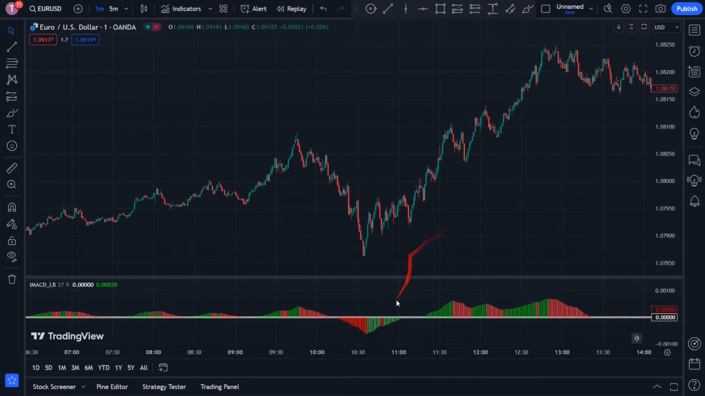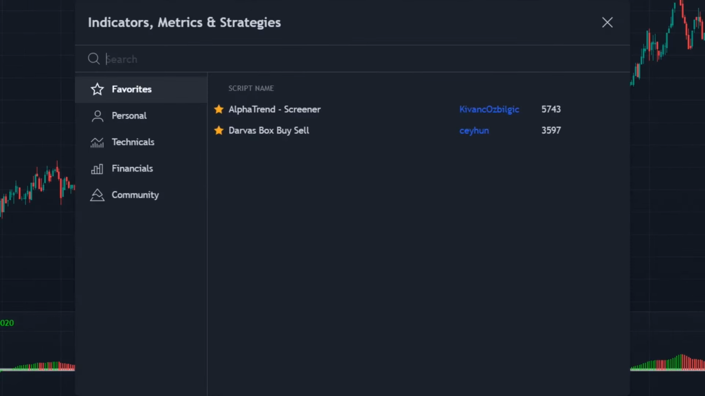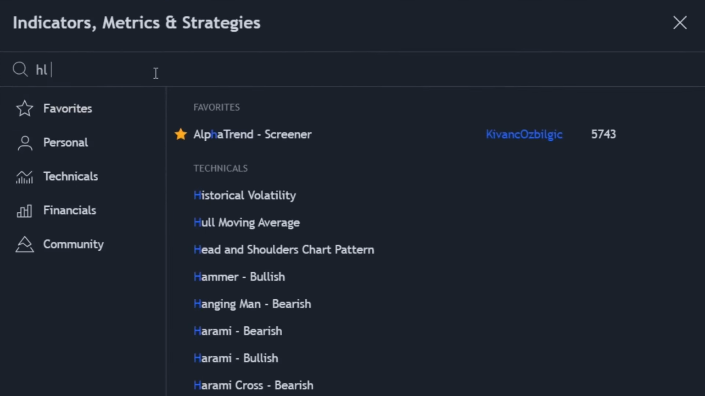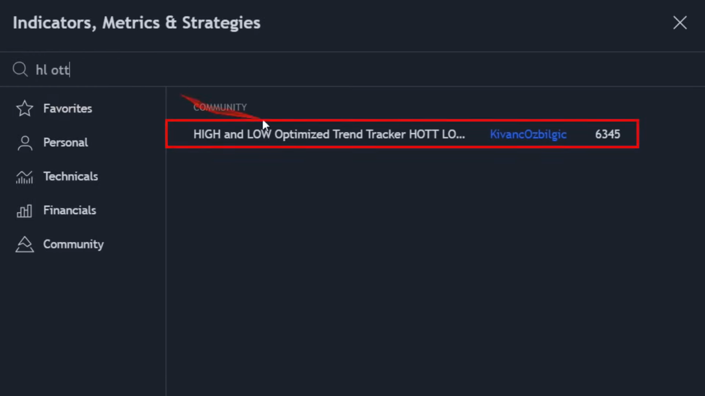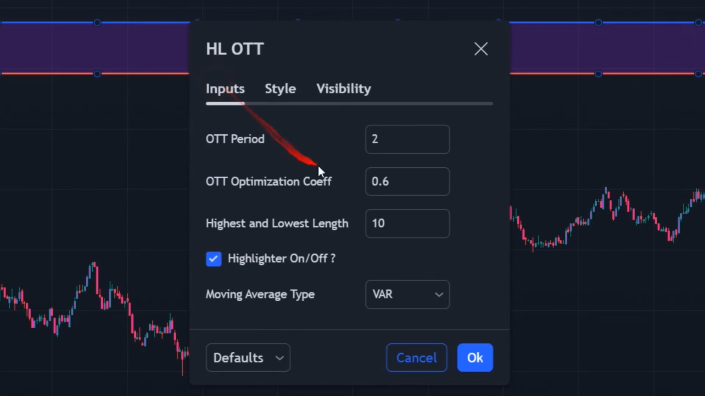Now, let's move on to adding the second indicator of this powerful strategy. To do this, we need to go back to the indicators section and type in the search box HLOTT. Once you find it, just click on it to add it to the chart. After that, you need to enter its settings and make some changes so that this indicator can be used in this strategy.